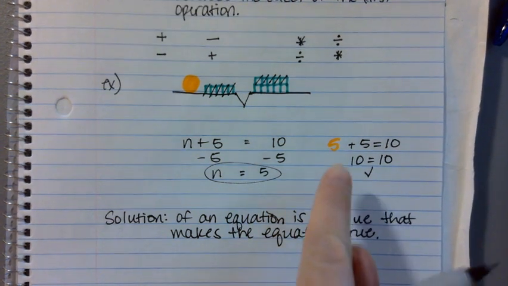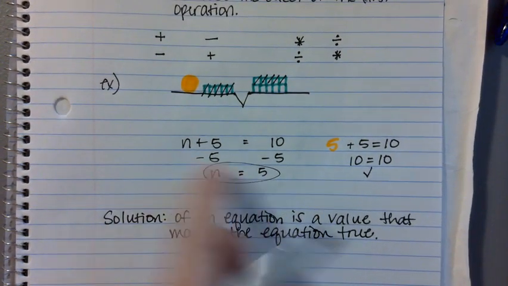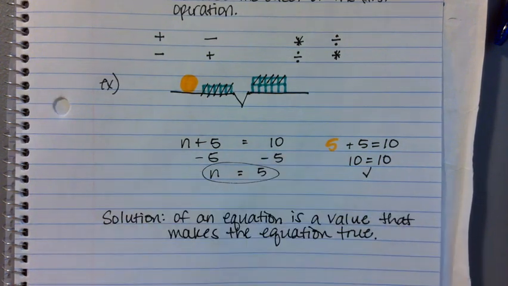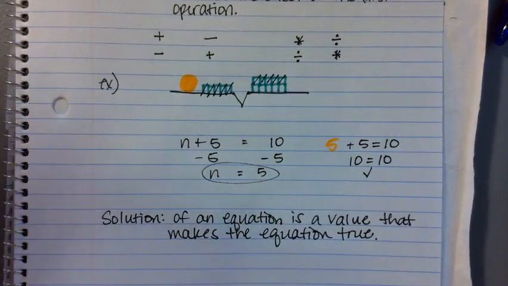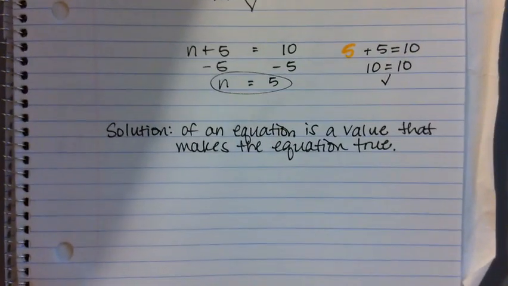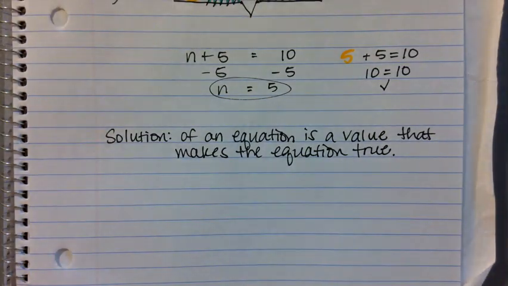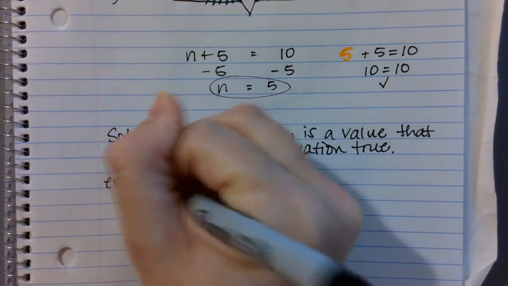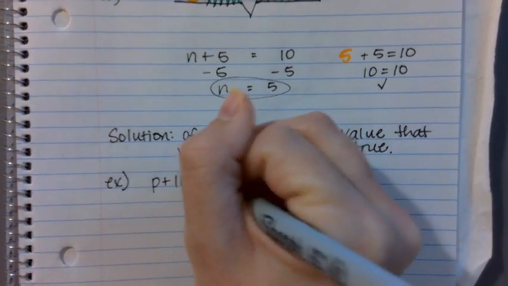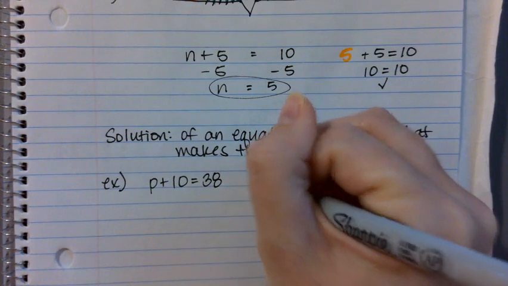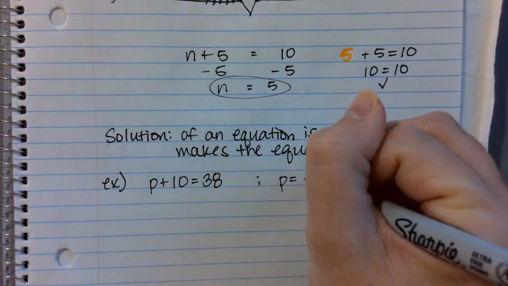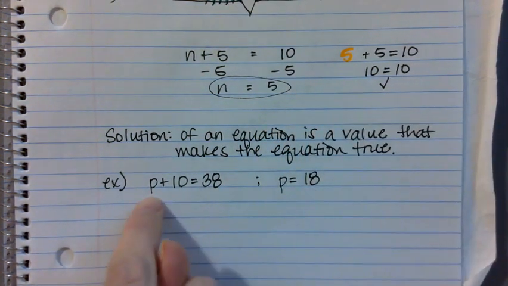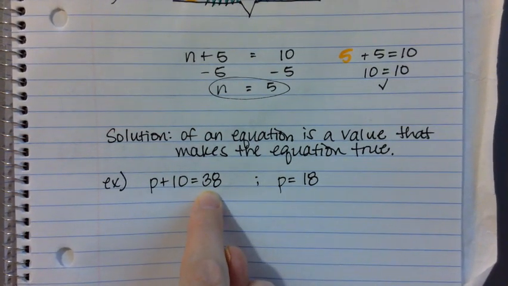So 5 is a solution because it makes that equation up here a true statement. Okay. Now let's give you an example and let's check one out here. I'm going to give you the equation p plus 10 equals 38. If p equals 18, is that a solution to this equation?